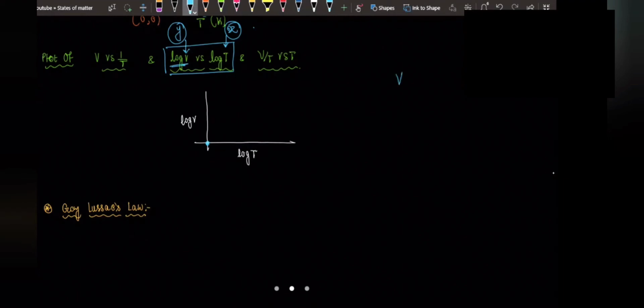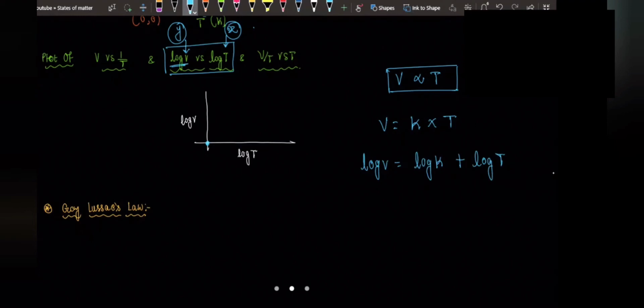Now, guys, you know that V is proportional to T from Charles law when the pressure is constant and the mass is constant. So V equals some constant into T. So log V would be equal to log K plus log T. Because when we operate on V with a log function, the same operation is applied on the right side as well. So log K and log T. By the way, this log K is a constant value, right? So this is my final equation for log V versus log T.